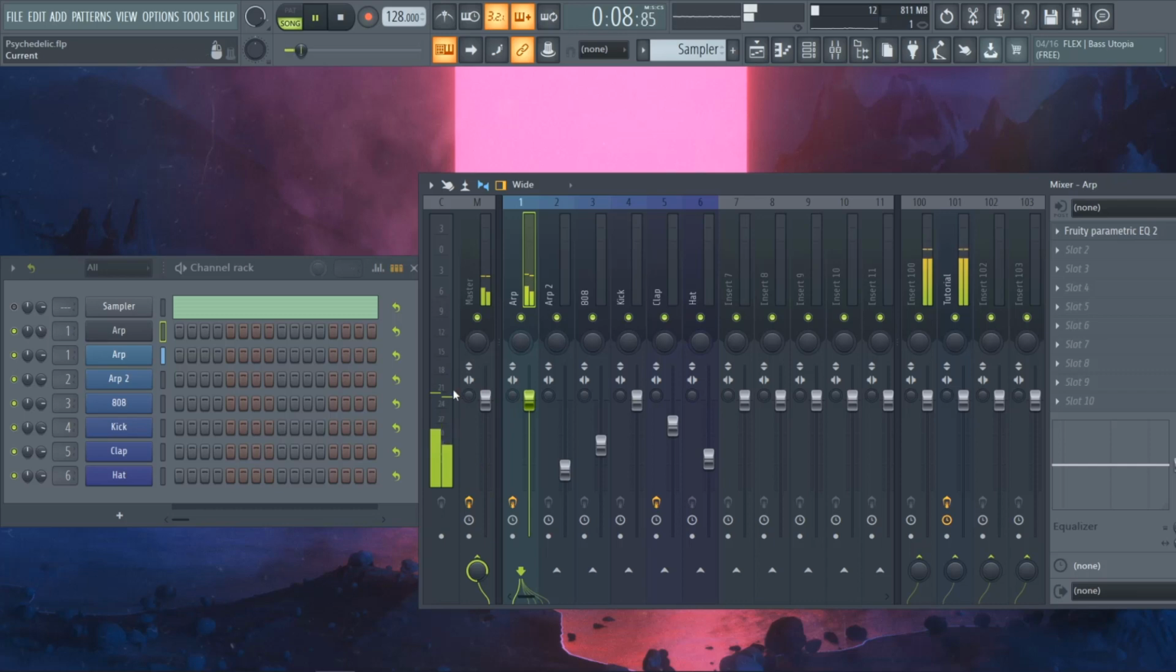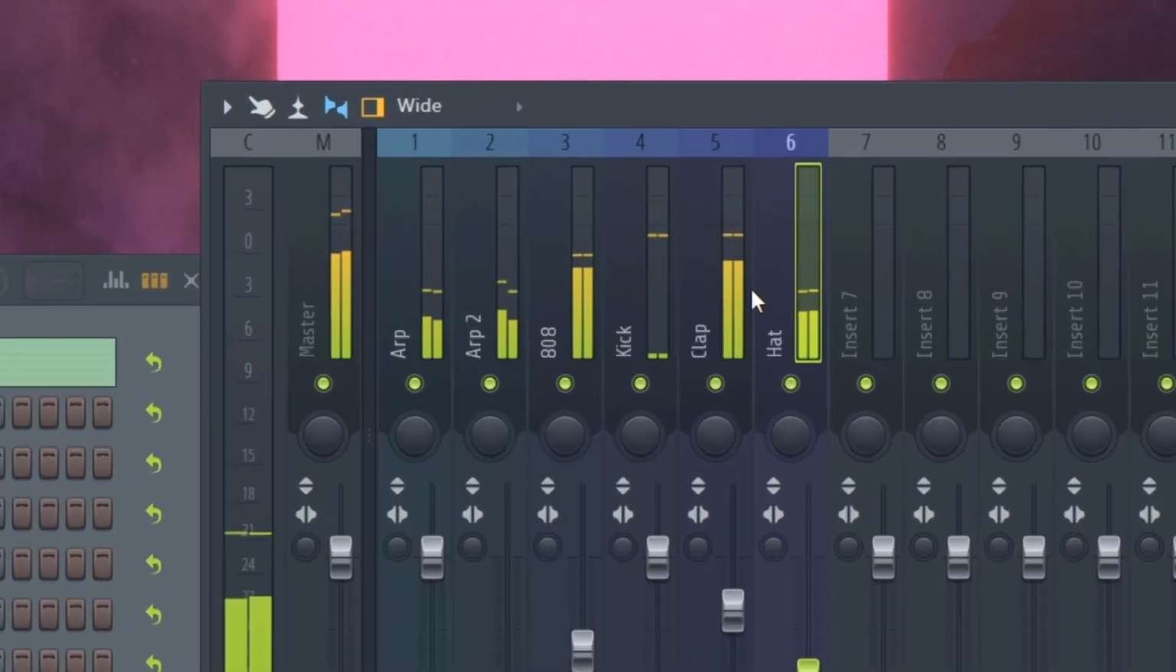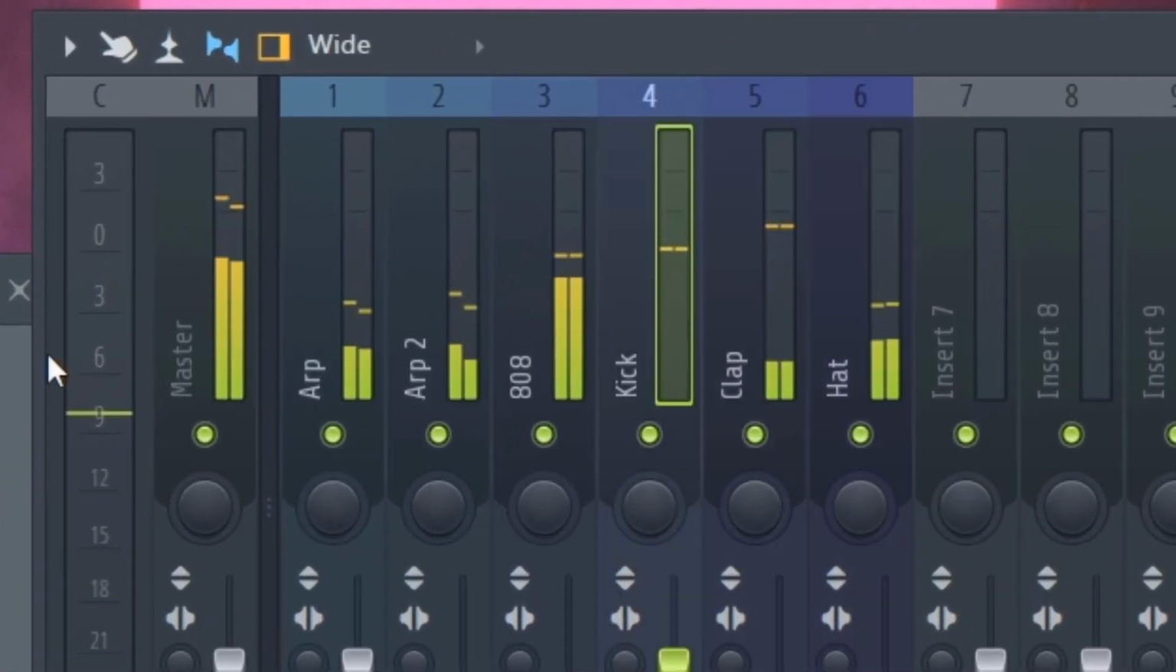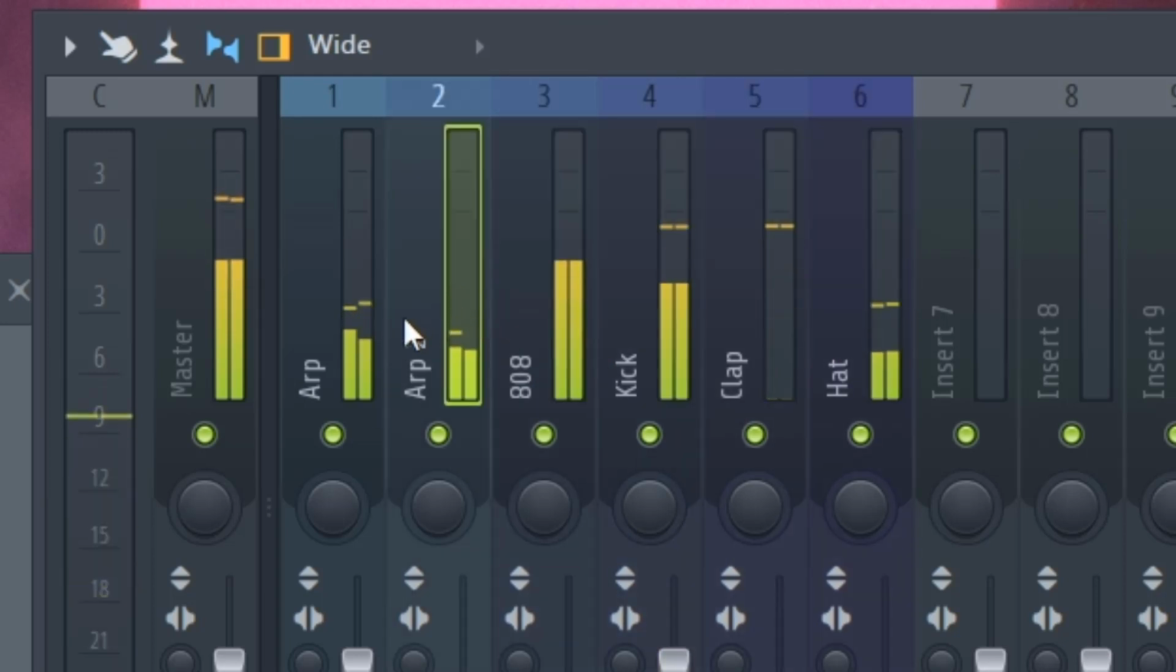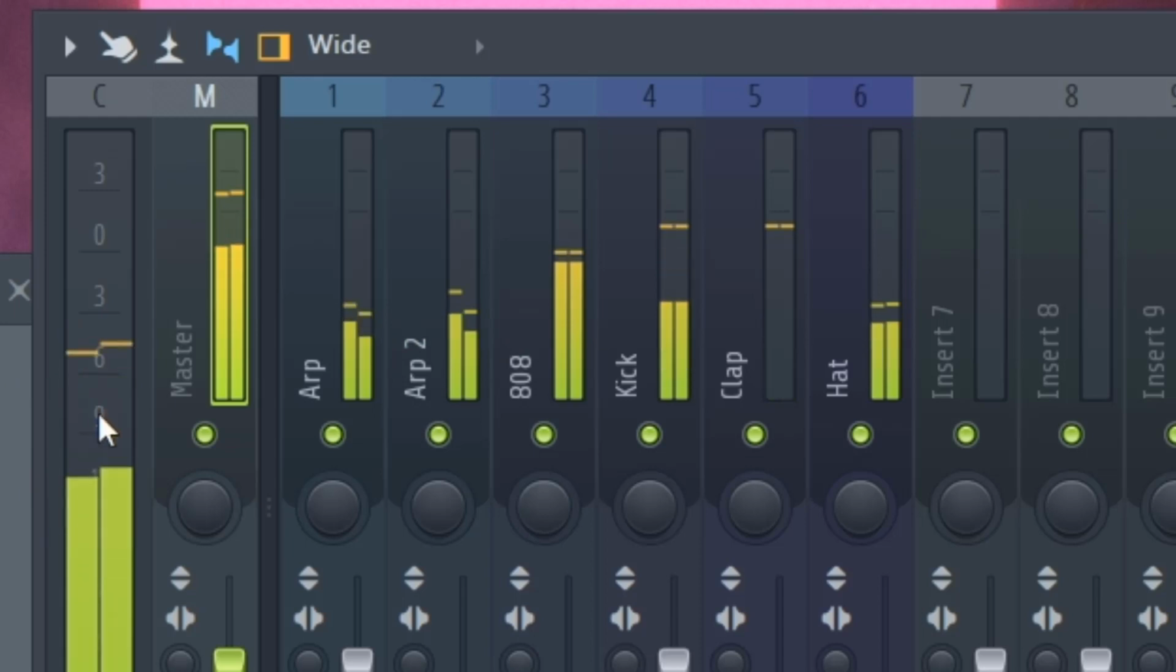You see this sound coming in, it's not loud. Look at the rest of the signal flows. None of these are clipping, and this is coming from the channel rack. None of these sounds are clipping. Then you have your master hitting around -6.